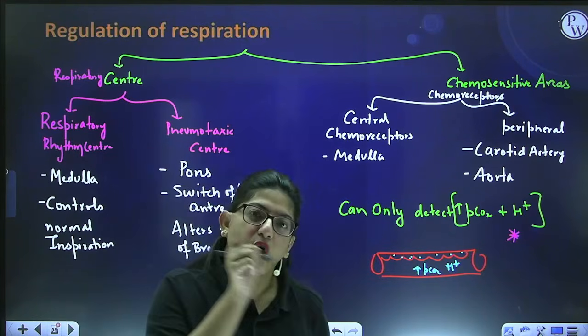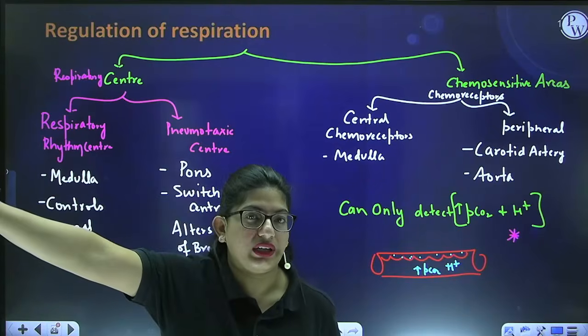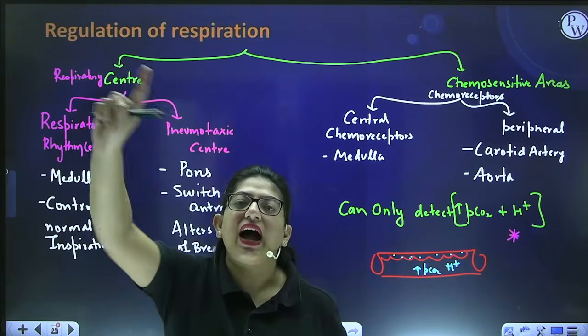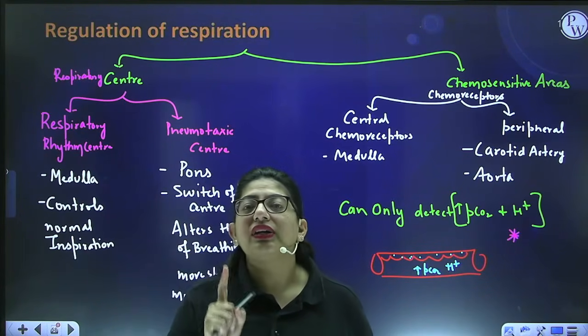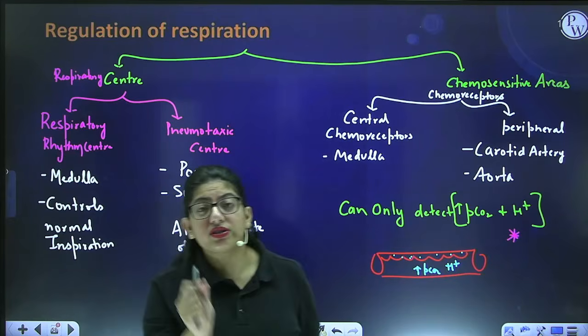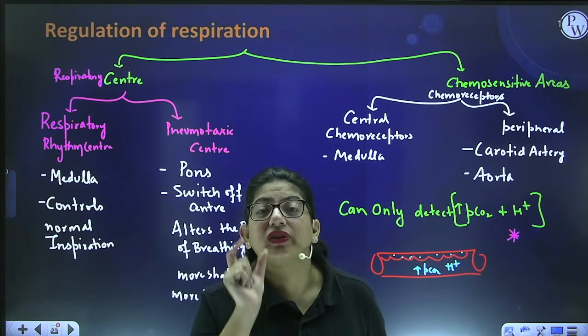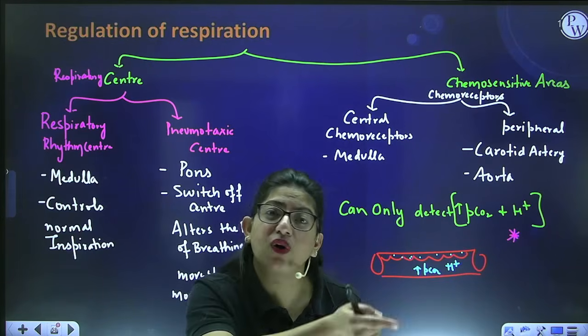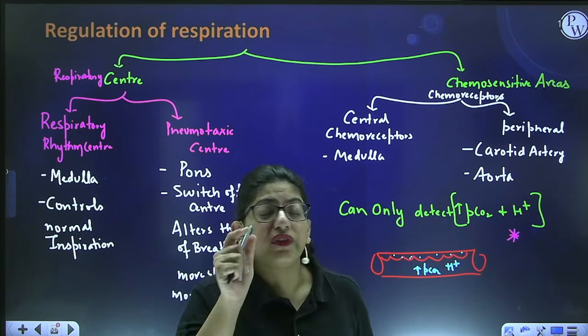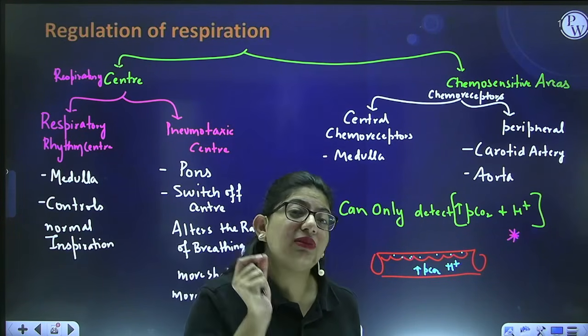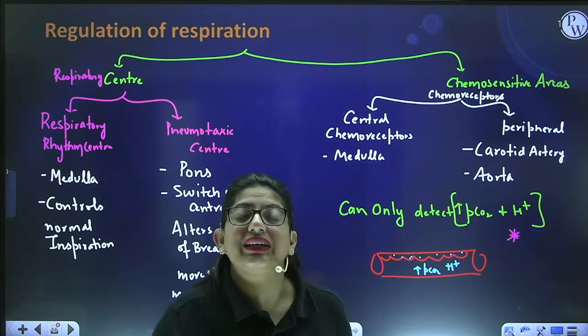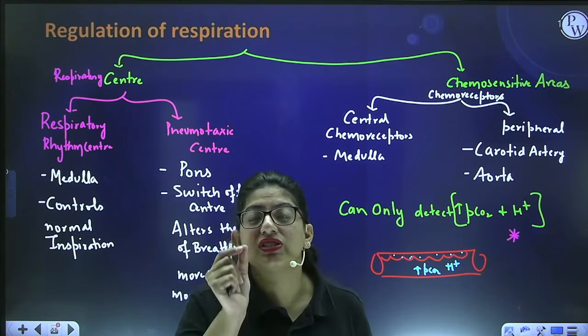First of all, they will always detect the increase, not the decrease. They always detect the things in higher concentration. They cannot detect oxygen. The reason is because oxygen is present in conjugated form with the hemoglobin. 97% is already bound to the hemoglobin. Free is only 3%, and chemosensitive areas can only detect 3% of the oxygen, which is very low.